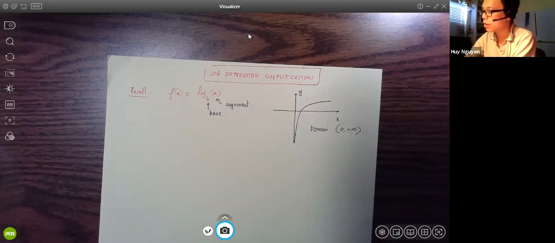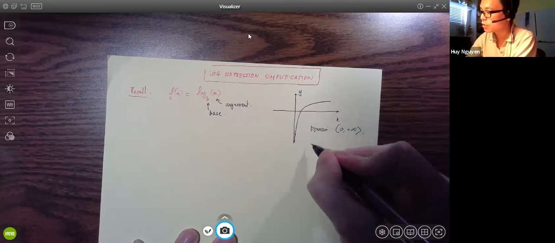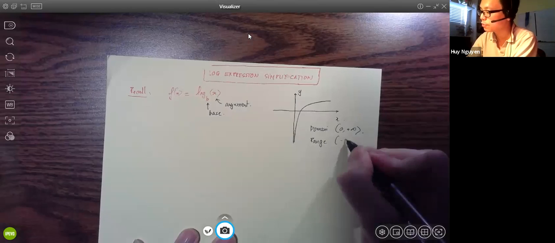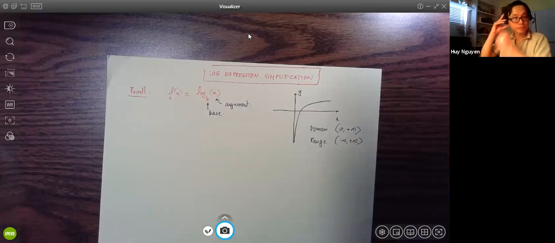The range will be very easy. The range will be from negative infinity to positive infinity. So that is the domain and range of the very standard log function.